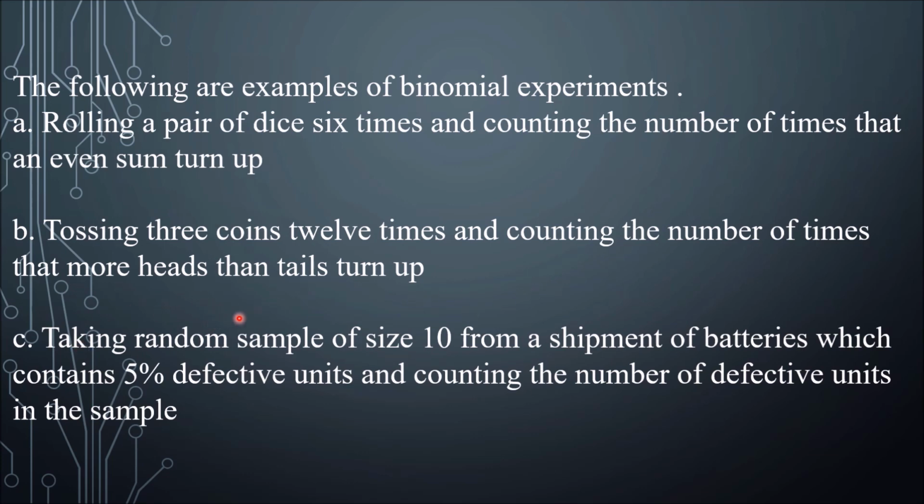So, more heads than tails is a success, otherwise, it's a failure. Taking random samples of size 10 from a shipment of batteries, which contains 5% defective units, and counting the number of defective units in the sample. So the defective unit in the sample is the success. If it is not defective, it's a failure.